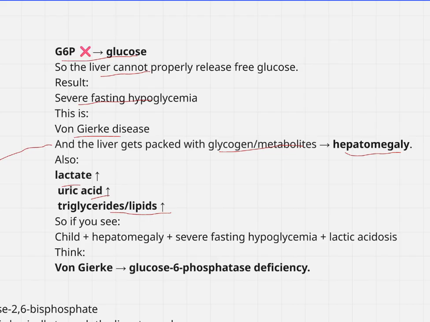And finally, can fat make glucose? This is a classic trap, right? Not all fats can make glucose. Glycerol can get converted into DHAP, and that DHAP can go into gluconeogenesis and make glucose. But even chain fatty acids cannot enter gluconeogenesis, right?